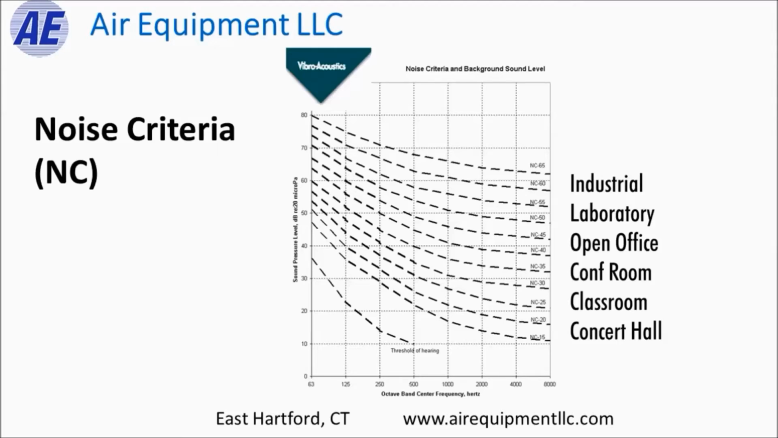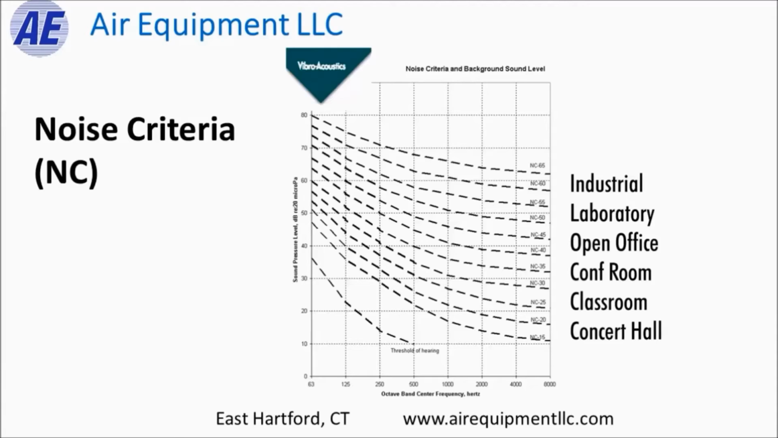So each one of these curves has a number, and the ones shown on this graph start at NC 15, then 20, 25, 30. And what's done is measurements are taken in the space. We get the decibel level of the sound pressure at 8 different frequencies, and those levels are plotted on the graph. And whichever one of these curves has all of the points at or below that line, then that is the NC rating for the space.